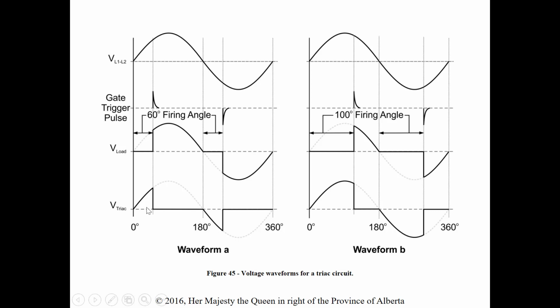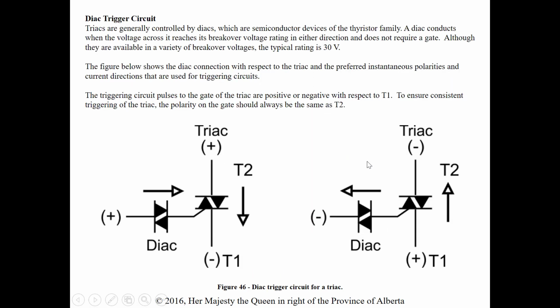But the important thing to notice is that this load is seeing alternating current. A potential reduction of voltage from the supply, but still alternating. We're seeing positive and negative peaks on this. Okay, so that's definitely different from our SCRs.